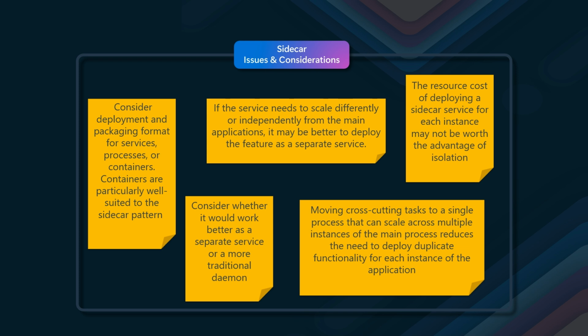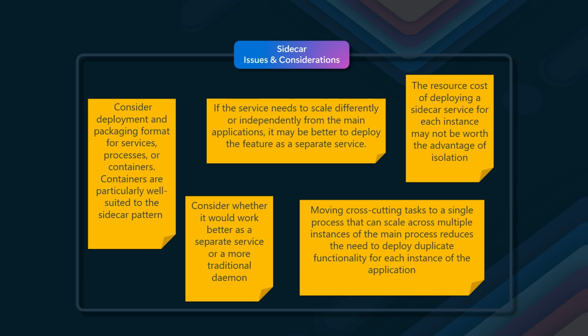Functionality placement. Before placing functionality into a sidecar, consider whether it would work better as a separate service or a more traditional daemon. Also evaluate if the functionality could be implemented as a library or using a traditional extension mechanism, such as language-specific libraries that may offer deeper integration and less network overhead. Resource management. The sidecar can access the same resources as the primary application, which allows it to monitor system resources used by both the sidecar and the primary application.